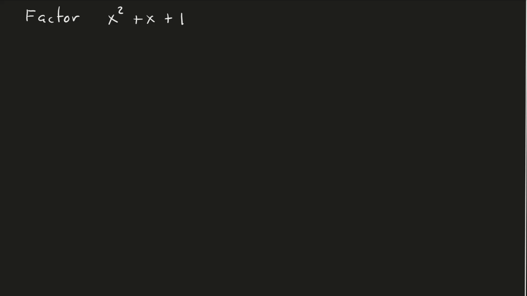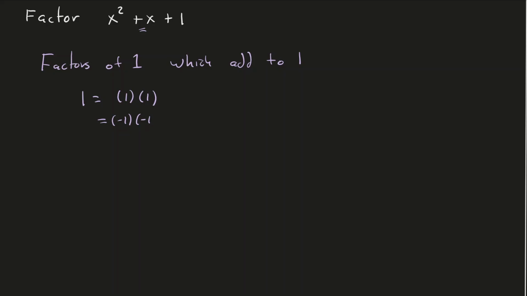So now we're going to factor x squared plus x plus 1. With this one here, the question is we need factors of 1 which add to 1, coming from the x term there. So you have the factors of 1 times 1 or minus 1 times minus 1. In each of these cases, you have 1 plus 1 is equal to 2, but that's not equal to 1 because we need the 1 for the x there. And this one is minus 1 plus minus 1, which is equal to minus 2, but that's also not 1.